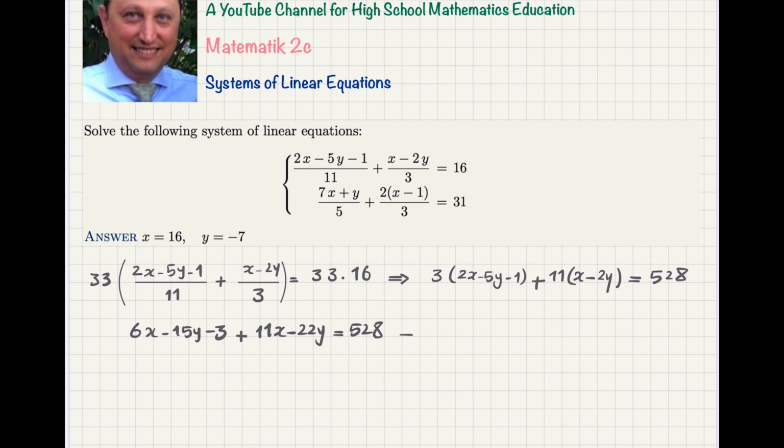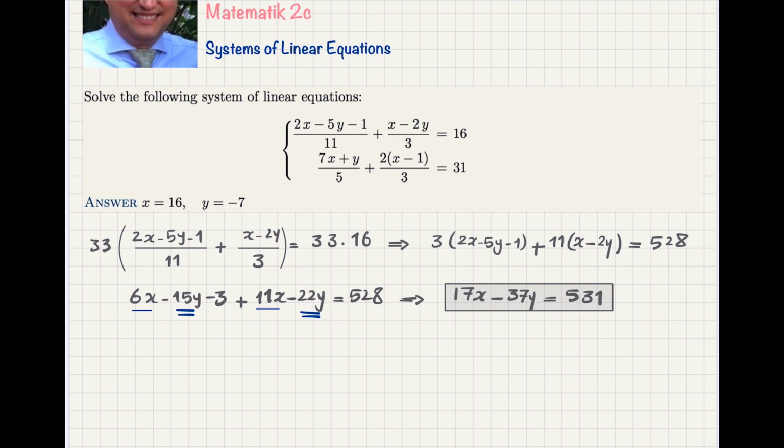Still I can simplify more because 6x here and then 11x are similar, and these two are also similar. And then I move minus 3 to the right hand side, yes? So 6x plus 11x becomes 17x. And then I have minus 15y minus 22y, which is minus 37y. And if I move 3 to the right, it becomes positive. And if I add it to 528, it becomes 531. So that is one of the equations. This is the simplified version of the first equation.